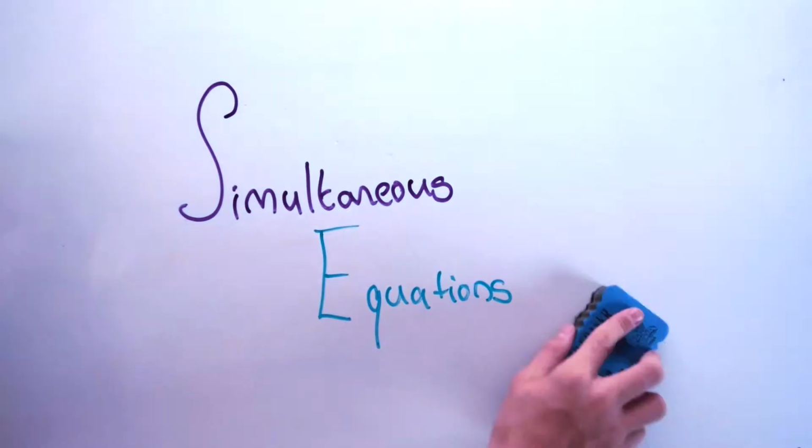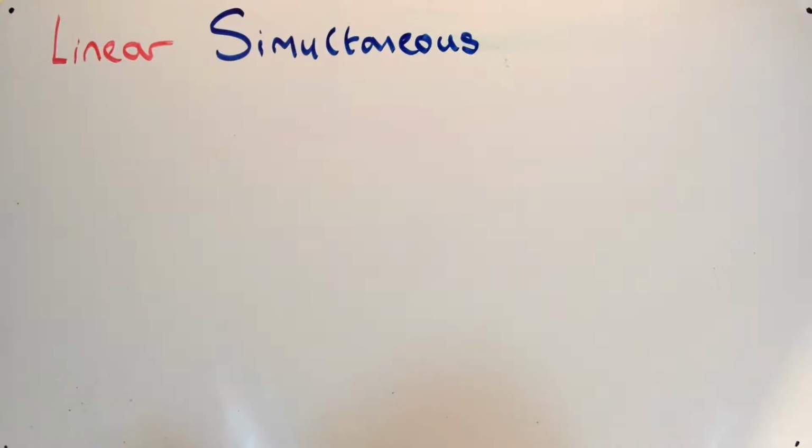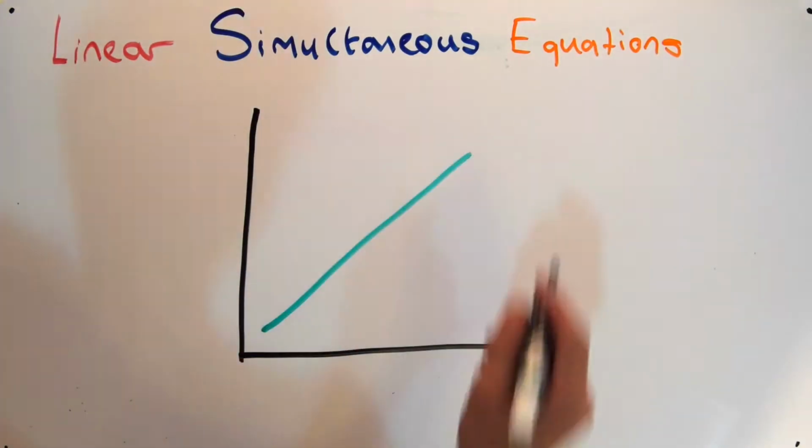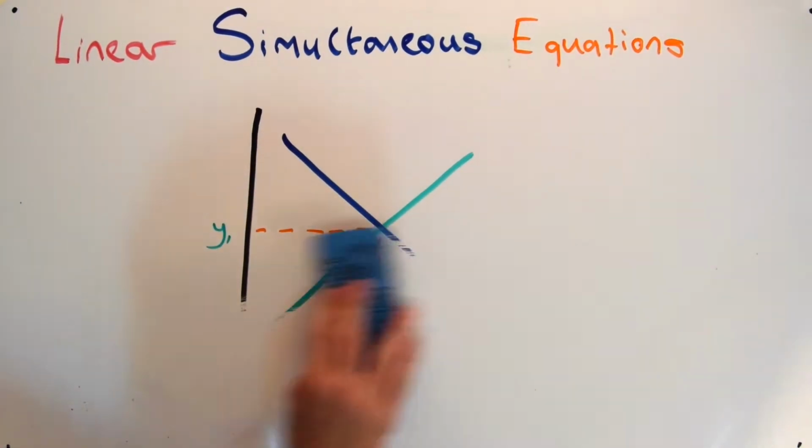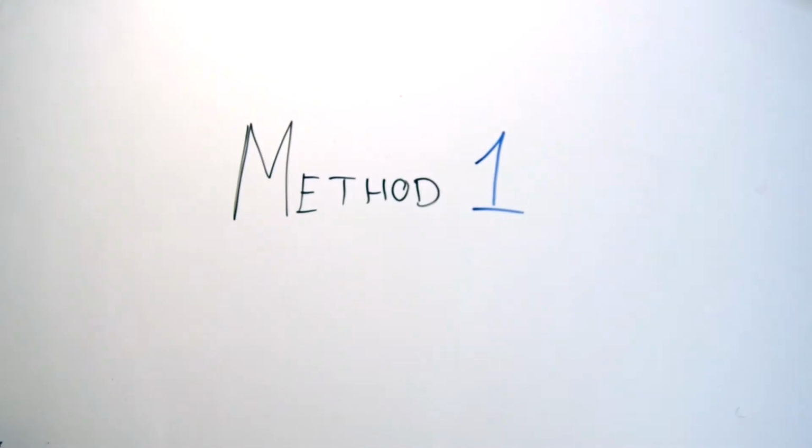Today we'll be learning how to solve simultaneous equations. There are two types of simultaneous equations, linear and quadratic. Firstly, we'll be looking at linear simultaneous equations. This is where two lines intersect each other. The coordinate is the solution to the linear simultaneous equation.